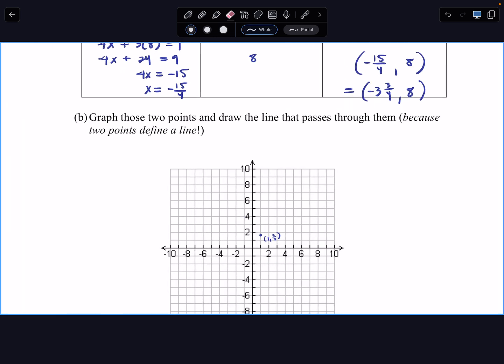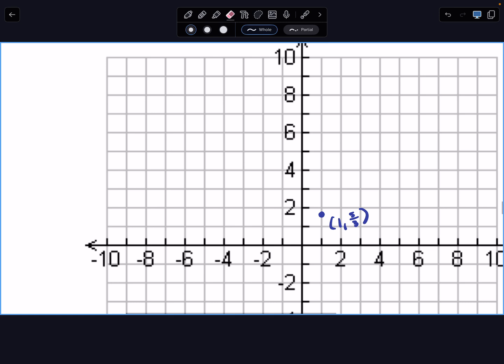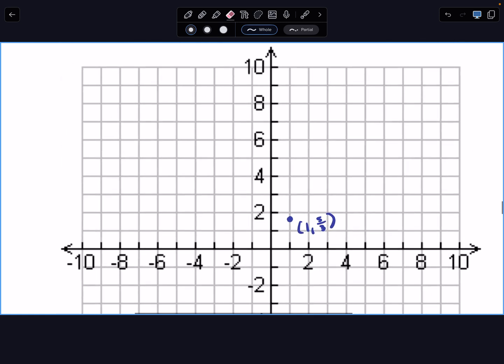So negative 3 and 3/4, comma, 8. Negative 3 and 3/4, and then 8 would be like up here. Right, so that's (-15/4, 8). Try my best to draw that line. There we go.